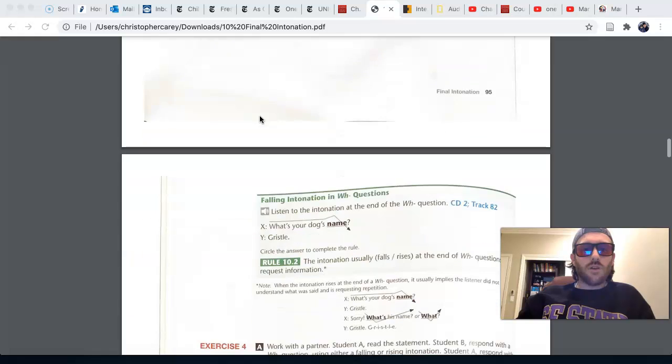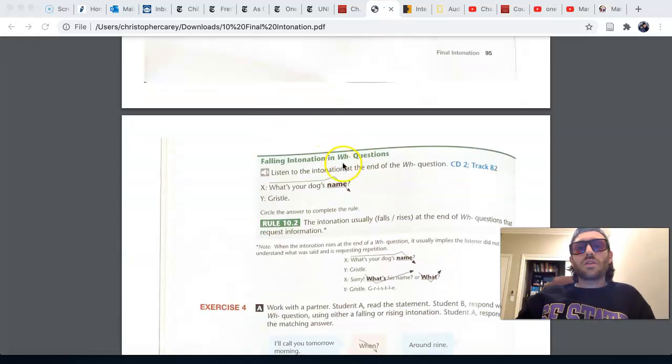Now we're going to look at falling intonation with WH questions or interrogatives. Who, what, when, where, why, and how. Those WH questions in English typically have falling intonation. Intonation usually falls at the end of WH questions that request information.